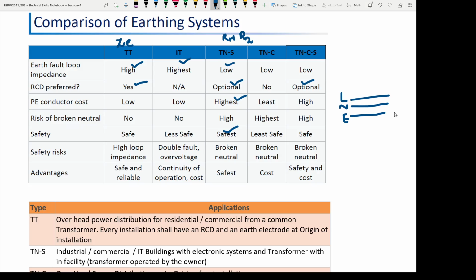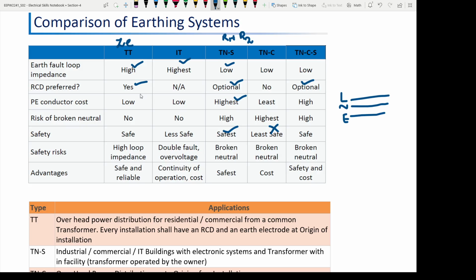And TT, if you have a proper earth pit resistance and everything is maintained properly, it is safe. The less safe one is IT, and TNCS is also safe, and TNC is least safe. That is why they are not using this one, because the neutral and earth are combined together. Sometimes the RCD cannot differentiate the fault current. Because of that it is not preferable in most places, least safe.